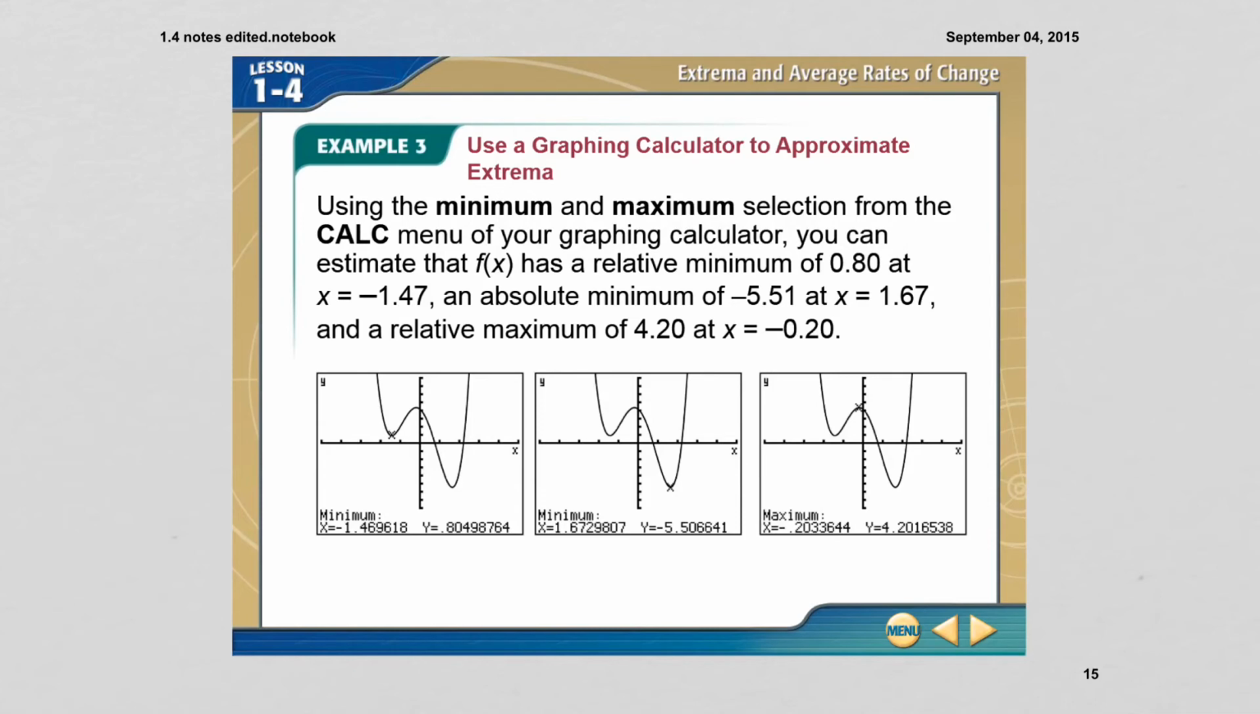And we can see that information right down here. Here's my x value, and there's my relative minimum. There's my x value, there's my absolute minimum. There's my x value, and there's my relative maximum.